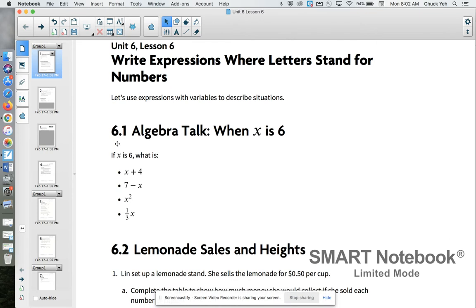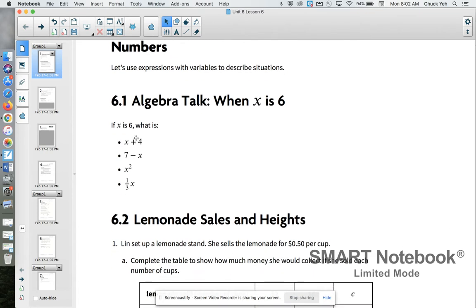All right. Let's do this algebra talk 6.1. If x is 6, what is x plus 4? If x is 6, wouldn't that be 10? How about the next one? 7 minus x, if x is 6. That's right, 1. Again, you can always pause the video and figure out the answer, then unpause it when you're ready. What about 6 to the second power? Not 6 plus 6, but 6 times 6. That's 36.